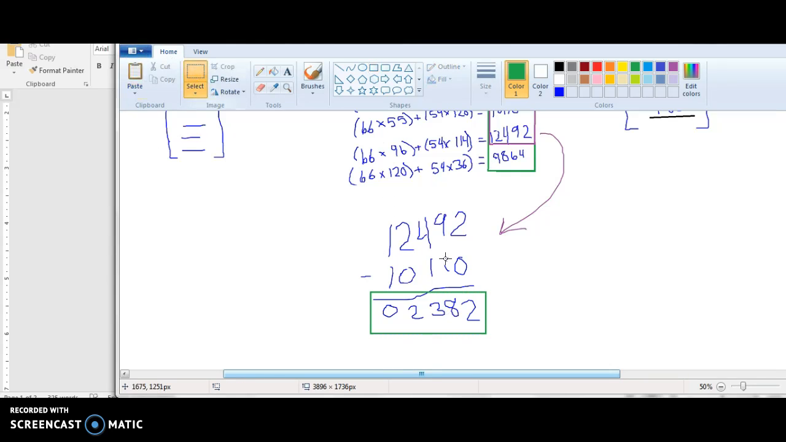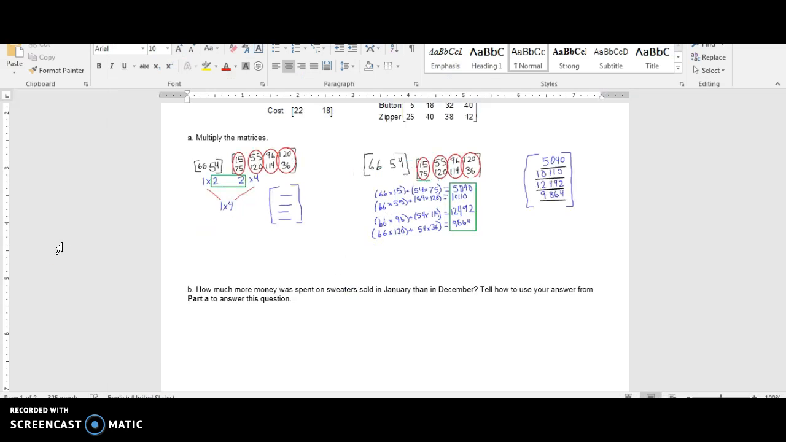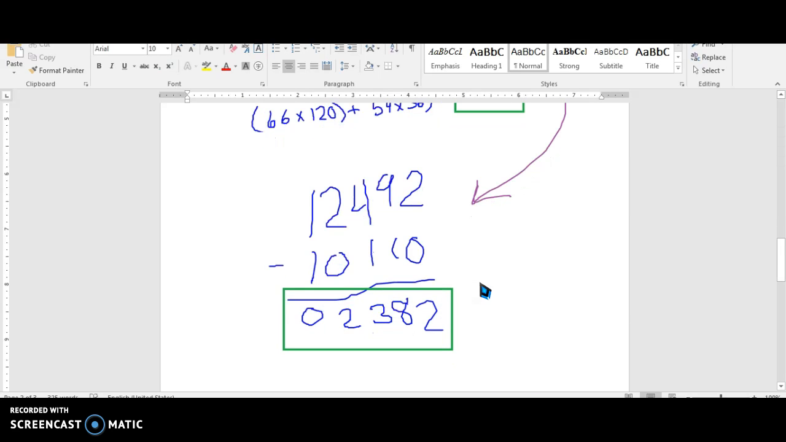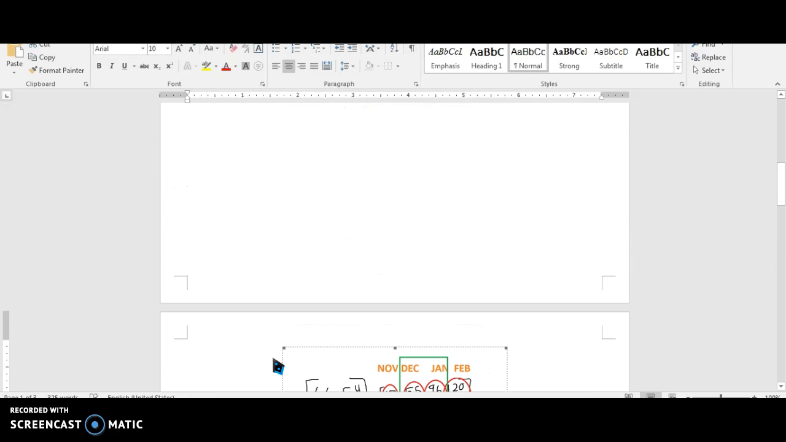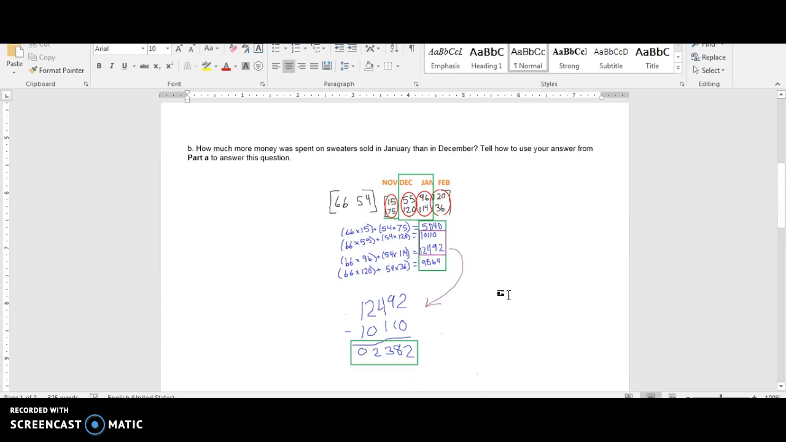Alright, so now I'm going to copy this whole area. Alright, it's copied. Paste that there. This will show the work that you did to find the answer for part B. Because it already says to use part A, you don't have to screenshot the entire problem. Just make sure it's big enough for the teacher to see. This should be plenty big.